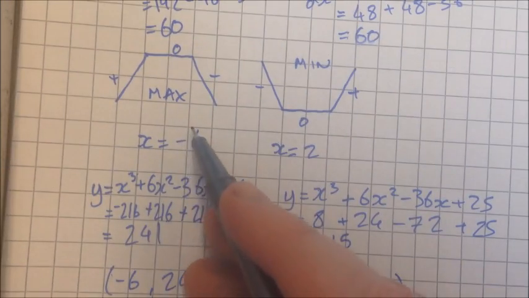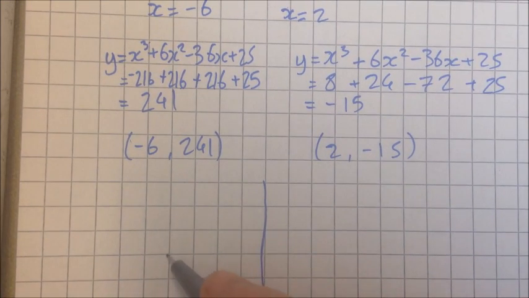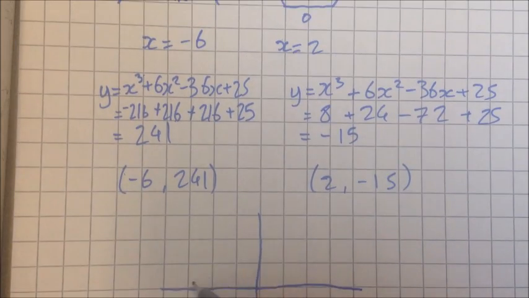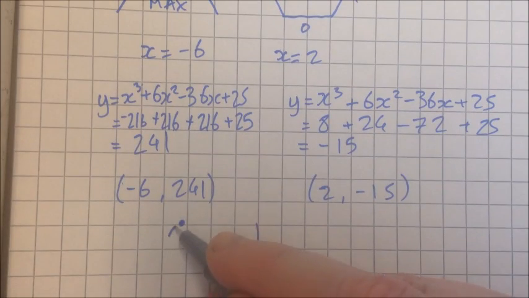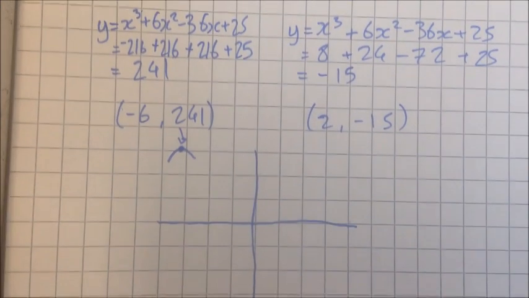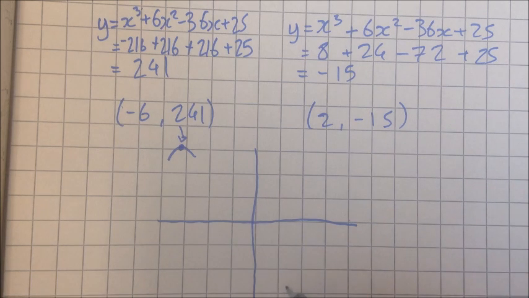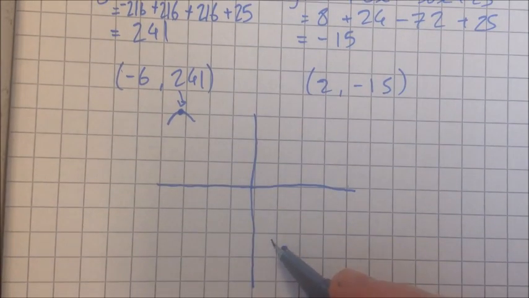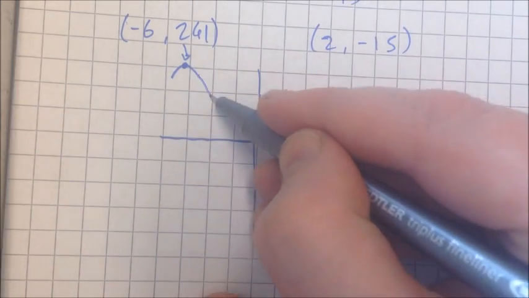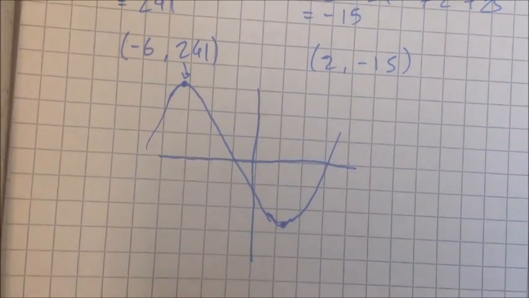So your maximum point is at negative 6, 241. So let's do a little sketch of this. Nice and neat, obviously. Negative 6, 241, that's up here, and we know that that is a maximum point. So let's draw a little bit of a maximum. 2, negative 15, that is way down here. Okay, obviously not to scale, this being 241, this being minus 15, and that's a minimum point, it says up here. So it is going to go like that, something like that.